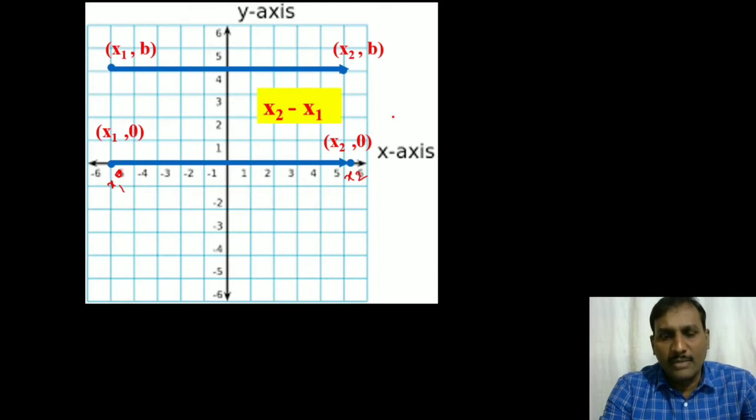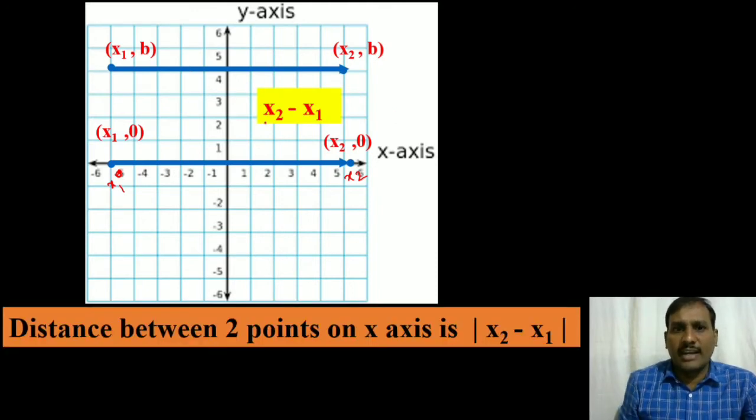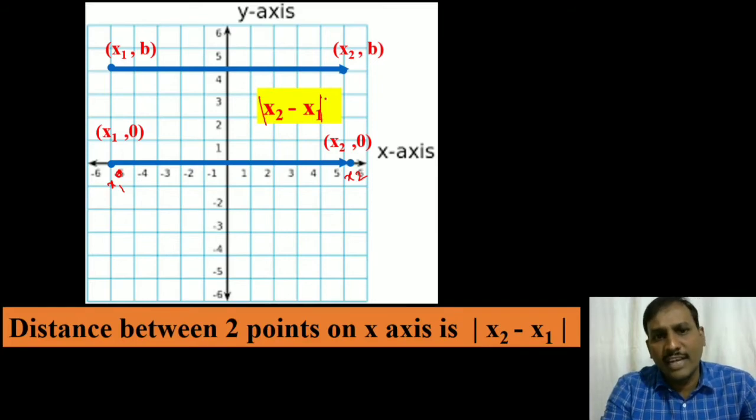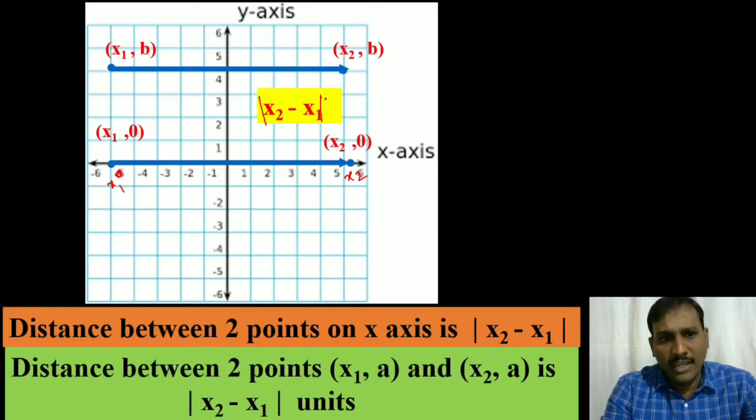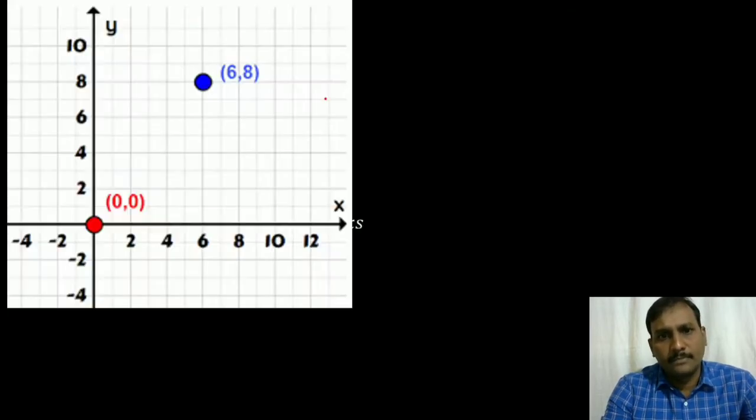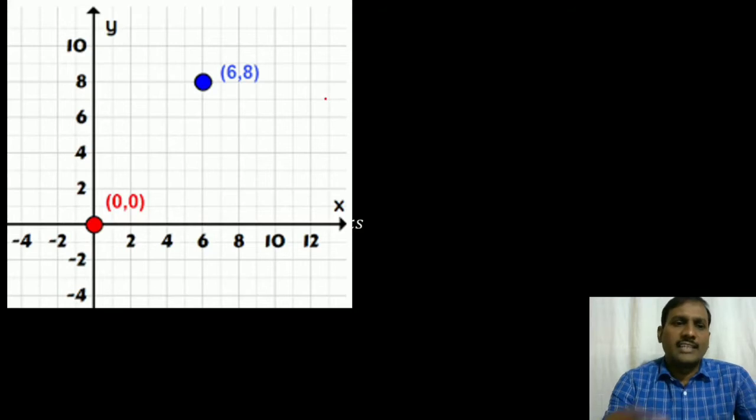The formula will be the same, modulus x2 minus x1. You have to take the absolute value of the difference of the x coordinates. So this is the formula to find the distance between 2 points on x-axis or 2 points with the same y coordinates. Okay. Now let us take different points.